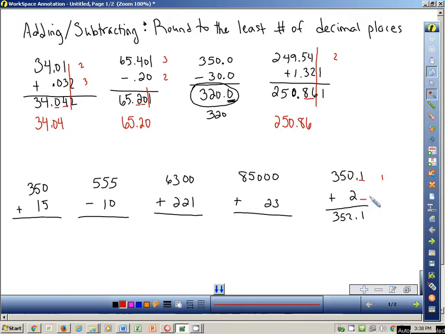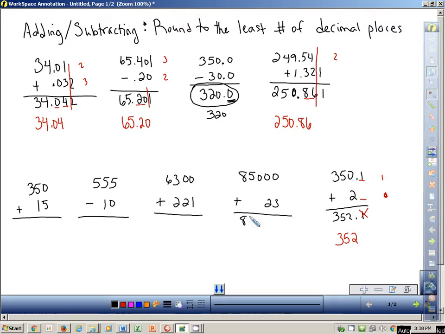This one has nothing. It's got 0. It's got none. 0 is less than 1, which means we've got to get rid of that last decimal place. So we're going to round it just to the 1's place. And there's a 1 over there on the end, so we just end up at 352. We're doing the same idea. Okay, let's look at this one.